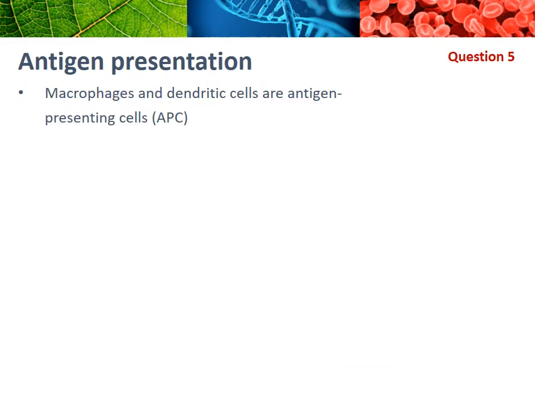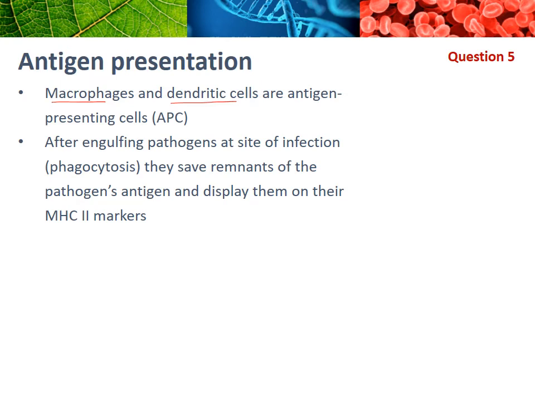Like I said, we'll look at the antigen presentation again. So hopefully you remember from last week. Macrophages, and also another type of cell called dendritic cells, are antigen presenting cells. They, at the site of infection, so let's say in the leg, someone's been stabbed in the leg and a lot of bacteria has gotten in. The antigen presenting cells will phagocytose the pathogen, and then they save a piece of the antigen and display it on their MHC2 markers.